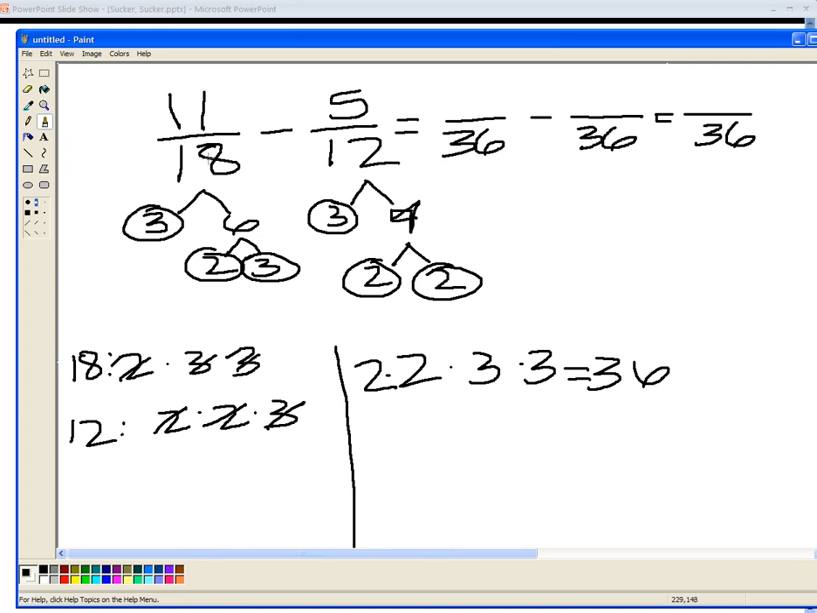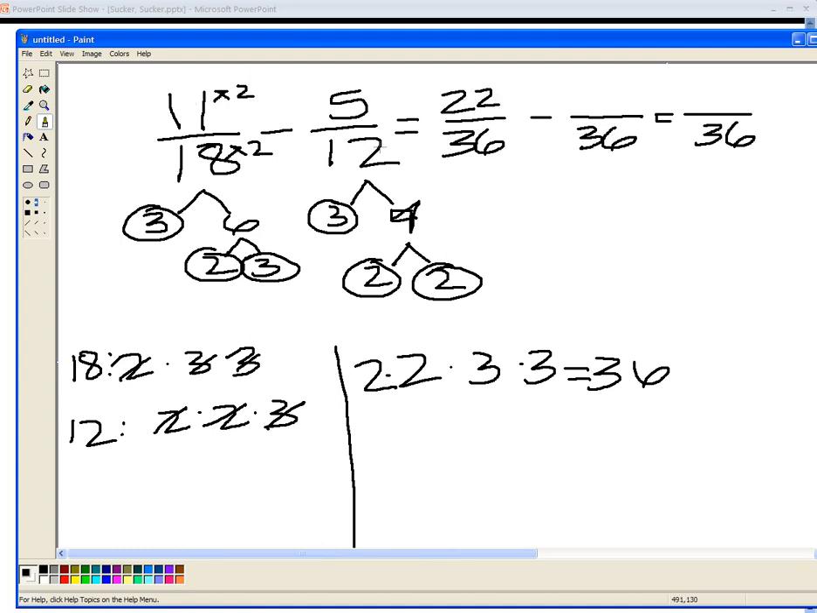Now I'm going to use my sucker rule. How did I get from 18 to 36? I multiplied by 2. If you're not sure, you can use a calculator and say 36 divided by 18 and it'll tell you 2. So you say 18 times 2, give this kid a sucker, got to give this kid a sucker. 11 times 2 is 22.